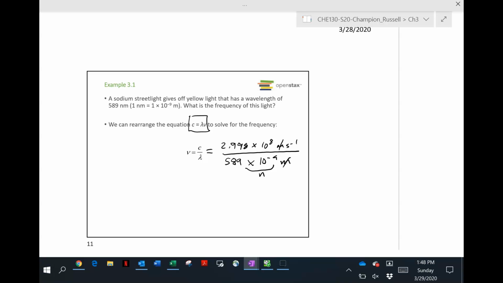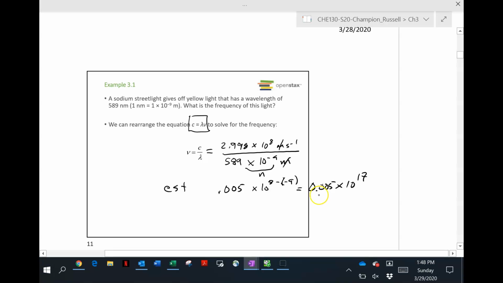So 2.998 is basically 3. 589, we could think of that as 600. 3 divided by 600, well, that's a little hard, but 3 over 6 would be 0.5, right? 3 over 60 would be 0.05. 3 over 600 is 0.005. So my estimate, this part I'm going to say is 0.005. And then I have 10 to the 8th divided by 10 to the 9th. So I'm going to have 10 to the 8th minus negative 9, so that's going to be 0.005 times 10 to the 17th, right? 8 minus negative 9 is the same as 8 plus 9, which is 17.